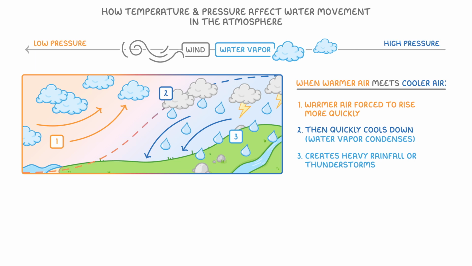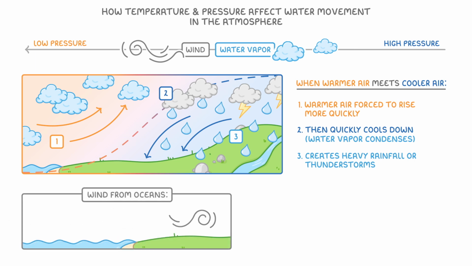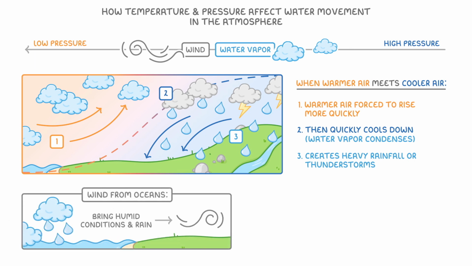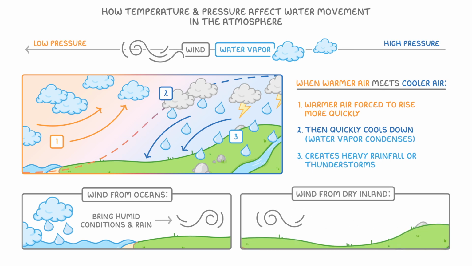The direction of the wind determines where the moisture comes from, with winds blowing from oceans bringing humid conditions and possible rain, whilst winds from dry inland areas bring clearer, drier weather.